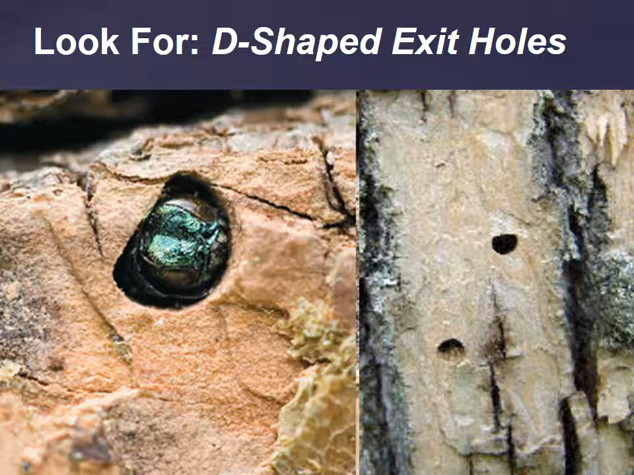Finally, the D-shaped exit holes through which the adults exit can also be characteristic of EAB. These exit holes are very small, however, so they are very hard to spot.